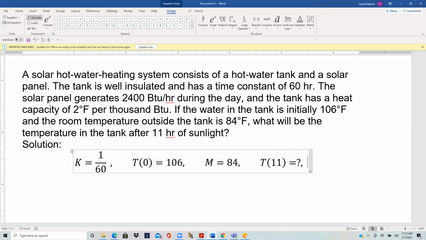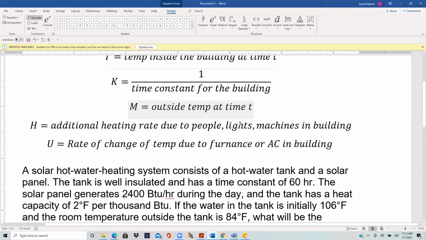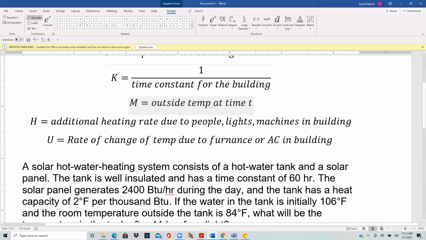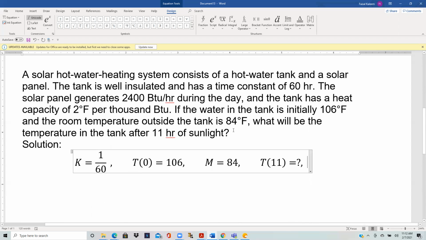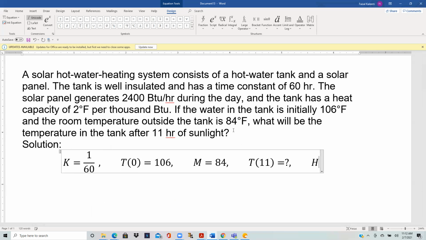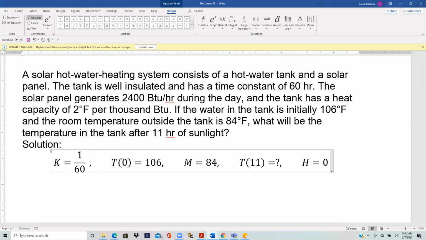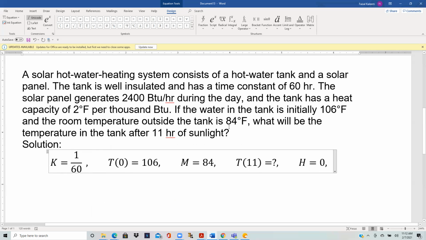Okay, and then the other things in the Newton's law of cooling, H is the additional heating rate due to people, lights, machines in the building. So in this case, building is the tank, and there is nothing additional given in the tank which is causing any additional heating rate. So H will be 0.